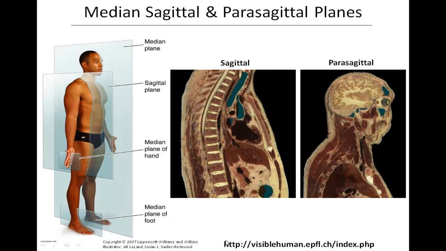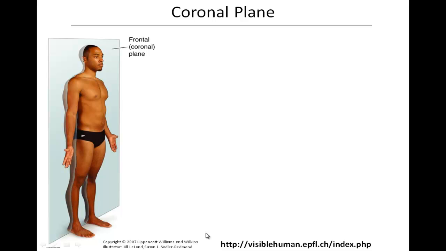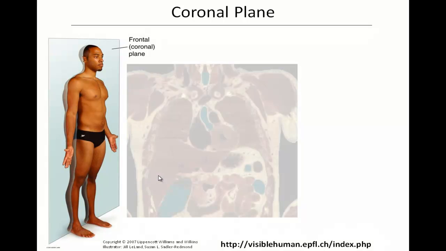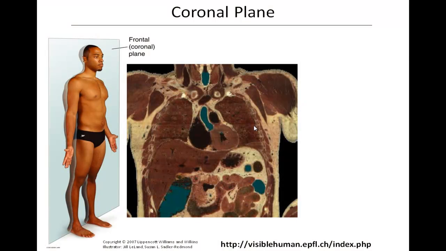And all of these images were generated from this website right here. Feel free to play around with it if you are so inclined. Next up is the coronal plane. The coronal plane splits the body into an anterior and posterior piece. So if we were to view a coronal image, we'd see something like this. This is a view of the thorax and abdomen of a coronal plane.